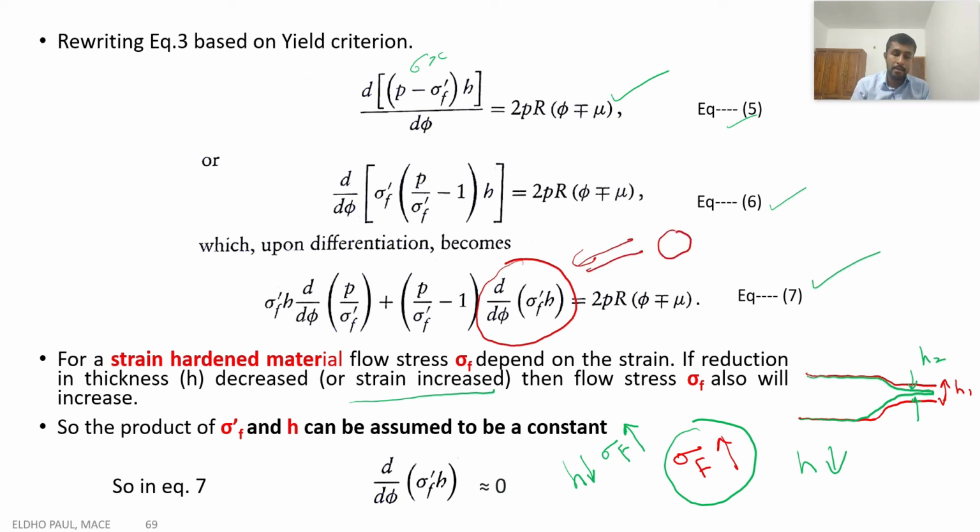That means we can consider this term as 0, or initially this term is 0. The differential of the constant is equal to 0. So here also, again multiplying, the whole term will be 0. So equation 7 can be rewritten by applying this condition.